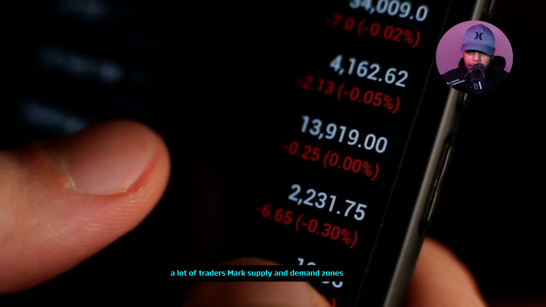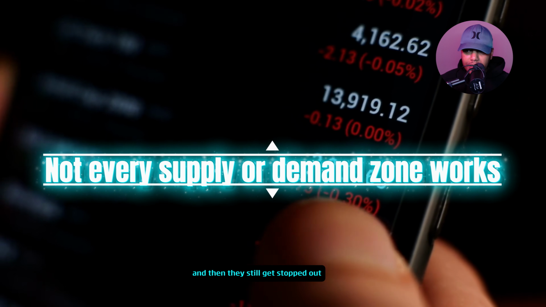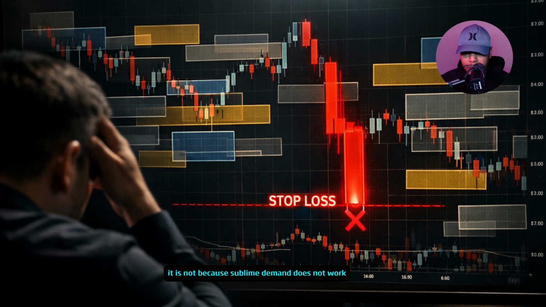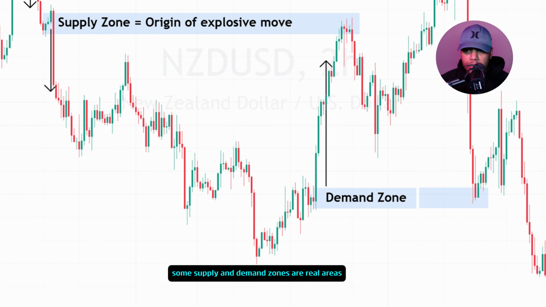A lot of traders mark supply and demand zones that look perfect on the chart, and then they still get stopped out. And most of the time, it is not because supply and demand does not work. It is because the zones that they are trading are not valid. Some supply and demand zones are real areas where price is ready to move. Others are just reactions that price passes through later. If you cannot tell the difference, you will keep entering too early and guessing.